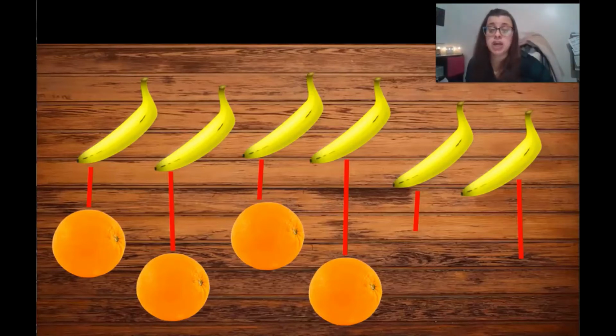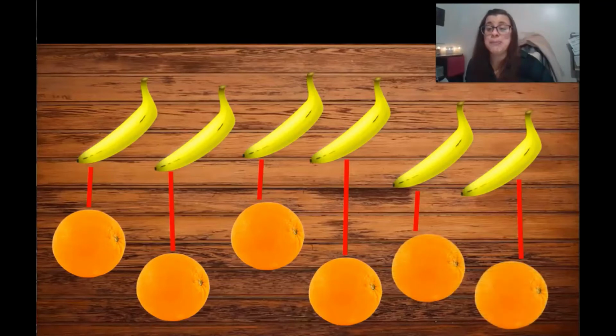You probably talked about how I need to add 2 more oranges. If I add 2 more oranges, I have enough oranges and have the same number of oranges as bananas. 1, 2, 3, 4, 5, 6. I have 6 bananas and 6 oranges. So now I have the same number of oranges as bananas.